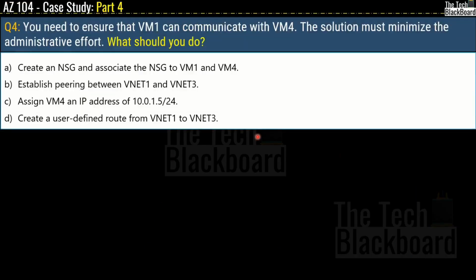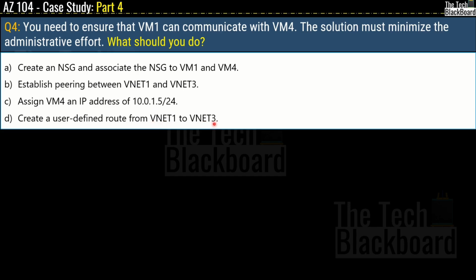Here comes question number 4. The question says that you need to ensure that VM1 can communicate with VM4. The solution must minimize the administrative effort. What should you do? Your options are: create an NSG and associate the NSG to VM1 and VM4. Then we have establish peering between VNet1 and VNet3. The third option is assign VM4 an IP of 10.0.1.5/24, and the last option is create a user defined route from VNet1 to VNet3.